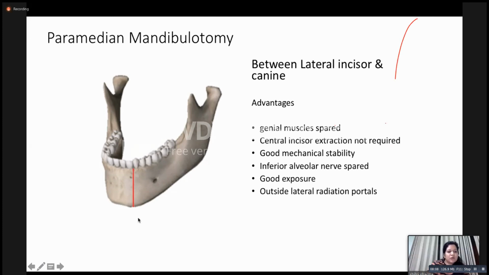Otherwise, we have to do that if we are doing median mandibulotomy, because here the roots of the canine and lateral incisor are divergent. So without injuring any of the roots, we can take the incision safely. The fracture line provides good mechanical stability. Inferior alveolar nerve is preserved. It gives good exposure and is outside the lateral radiation portals.